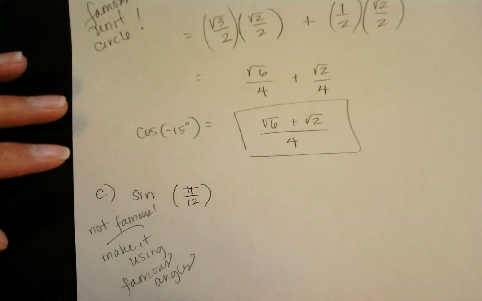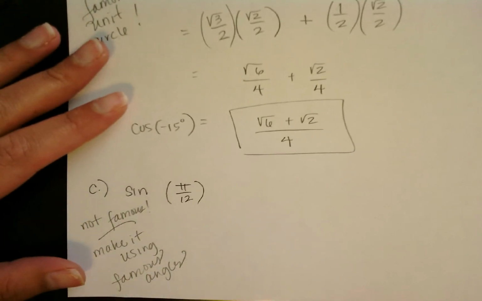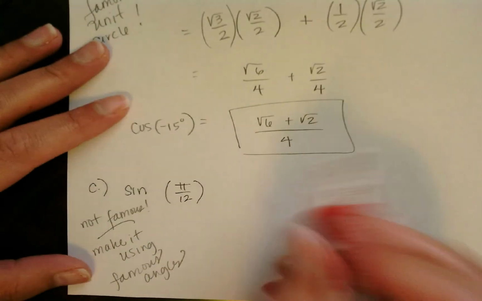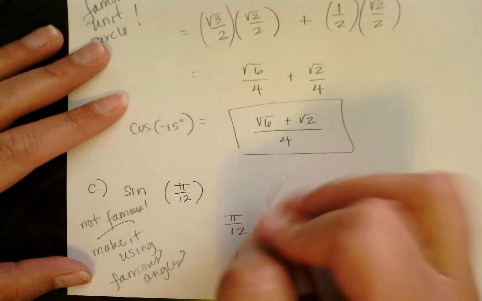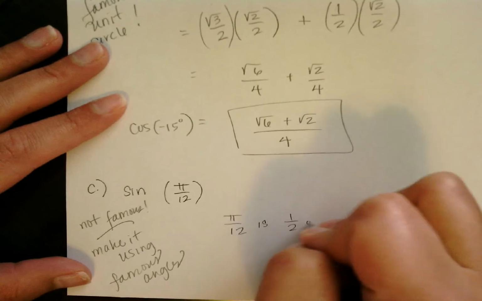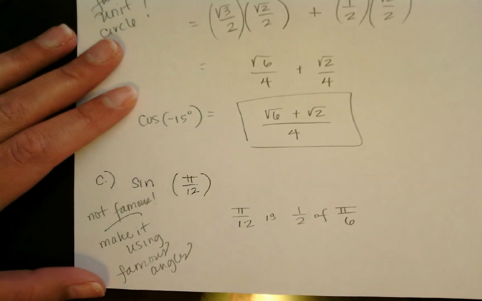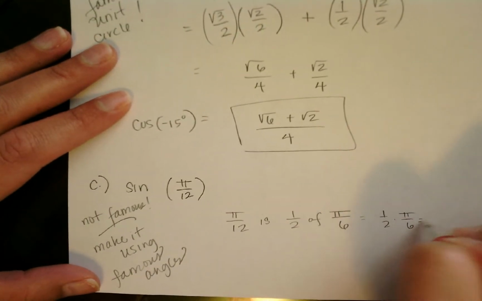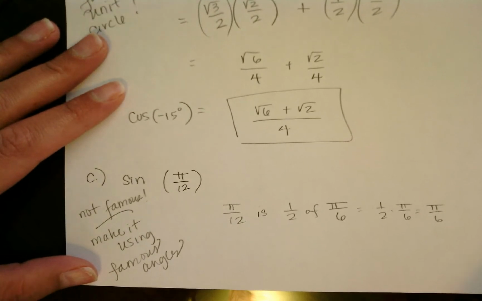All right, this guy you can think of a couple different ways. This is probably one of the harder problems to do. I think either way you go, the train of thought is going to take a little bit of practice. So pi over 12 is half of pi over 6, right? What's half of pi over 6? If you do that math, pi over 12, because you really just multiply. Okay. So pi over 12 is half of pi over 6. Is that cool?